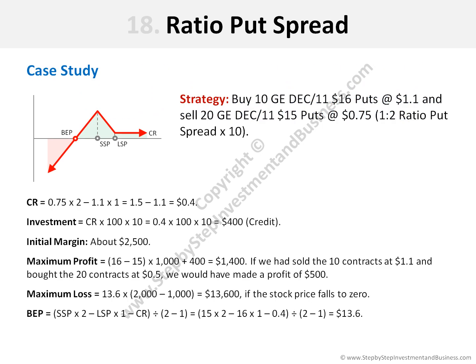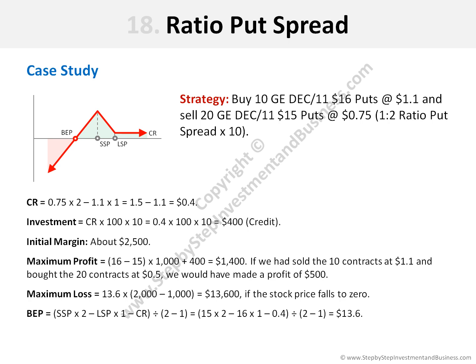The strategy consisted of buying 10 General Electric puts with a strike price of $16 and expiration in December 2011 at $1.1, and selling 20 puts with a strike price of $15 and same expiration at 75 cents. That is, we placed a 1-to-2 ratio put spread times 10. The credit received is equal to the premium received minus the premium paid. In our case, 0.75 multiplied by 2 minus 1.1 multiplied by 1, which is equal to 40 cents. Remember that the number of contracts is expressed with the values of the ratio used, which in our case is 1-to-2.